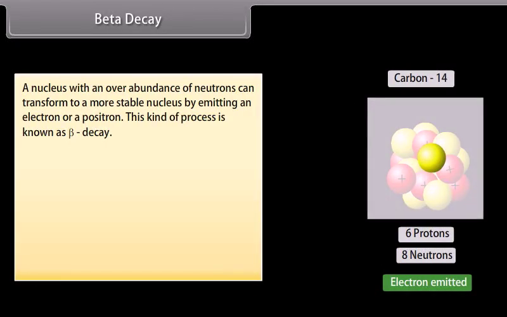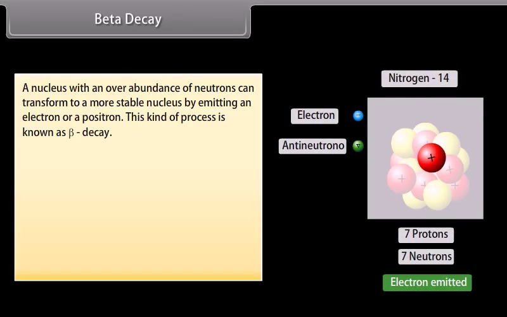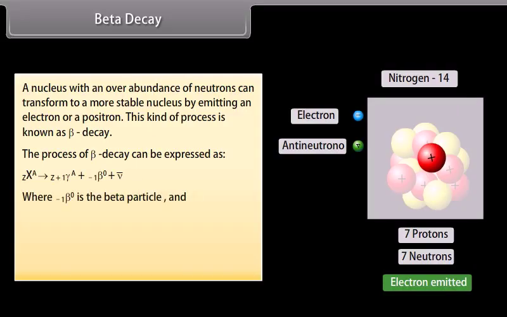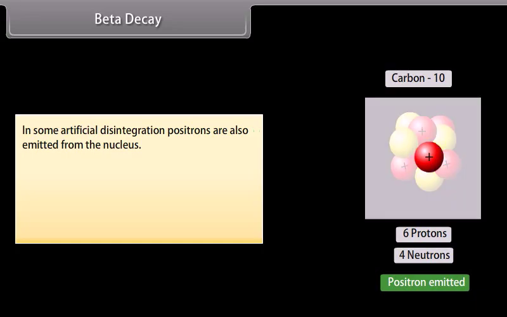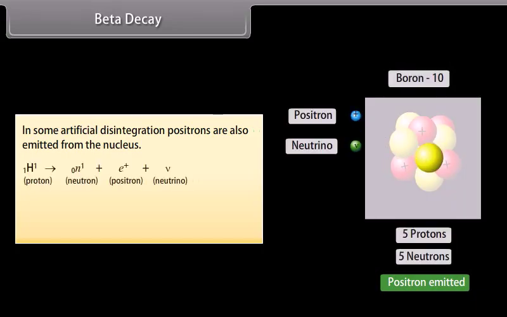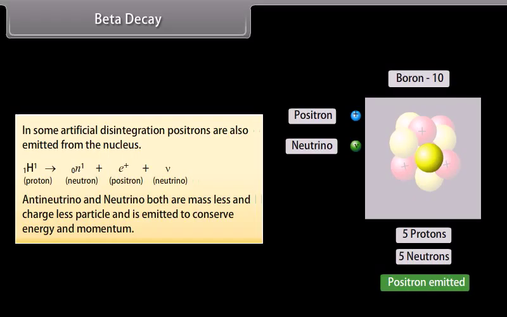Beta decay. A nucleus with an overabundance of neutrons can transform to a more stable nucleus by emitting an electron or a positron. This kind of process is known as beta decay. This process of beta decay can be expressed as follows, where the beta particle is emitted along with the antineutrino. For example, in some artificial disintegration, positrons are also emitted from the nucleus. Antineutrino and neutrino are both massless and chargeless particles and are emitted to conserve energy and momentum.